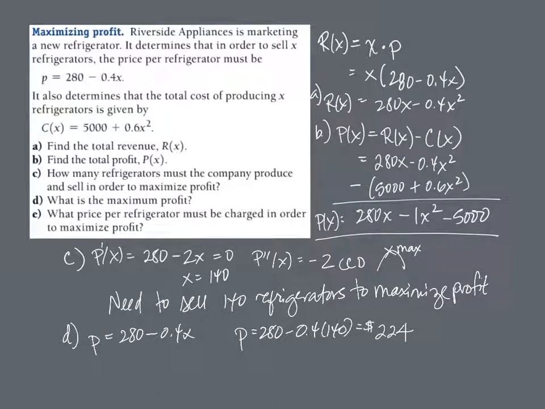So notice the difficulty here is putting together the pieces in order to find our profit function. The first thing we needed to do was to calculate our revenue function, using that revenue is the number of items times the price you sold them at. Then I had to be careful in calculating my profit function that I was subtracting off every term of the cost function. And then from there, I'm just using the skills that we learned in the first and second derivative tests.